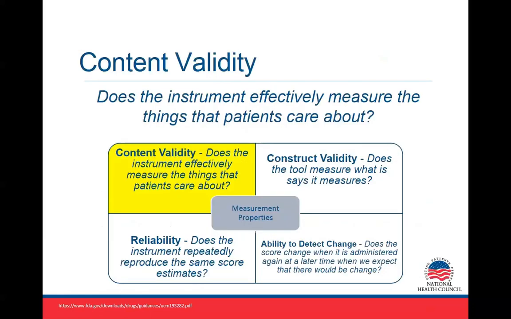The answer is content validity. Does the instrument effectively measure things that the patients care about? So patients reported that they had difficulty breathing, but when they were looking at the questionnaire, it wasn't making sense to them in terms of a wording of intensity and its relationship to the difficulty breathing. So the question had to be rephrased.